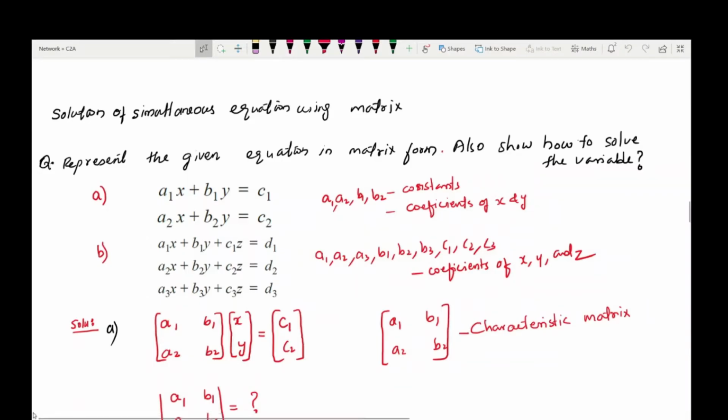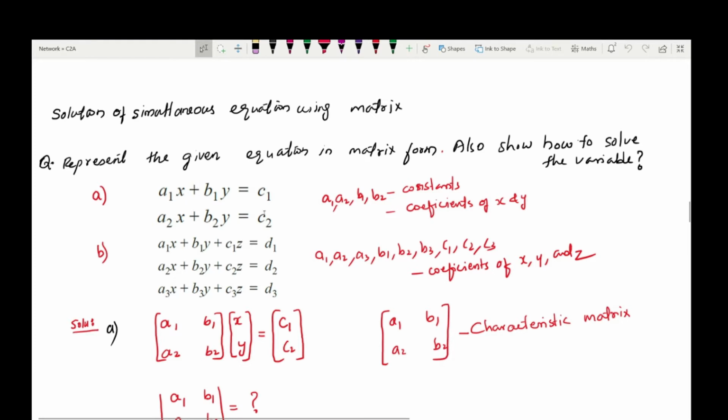In this video, we are going to see how to solve a simultaneous equation by means of matrix. And later, let's see how to utilize this method for solving an electrical network using mesh analysis. Let's start the topic with simple examples.